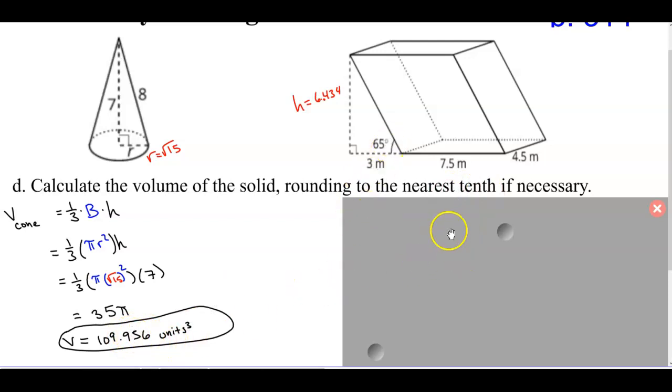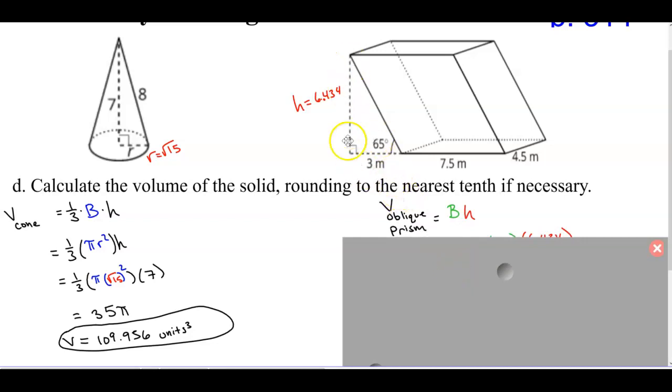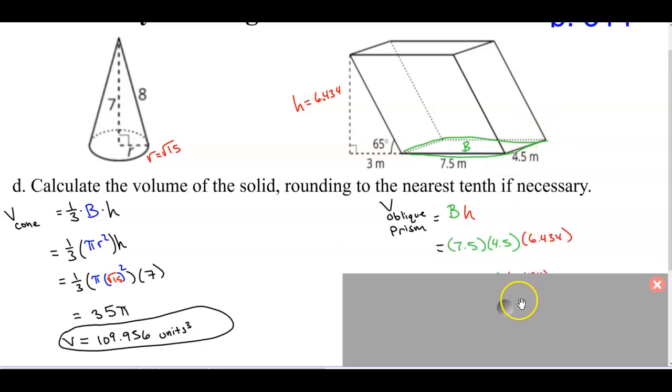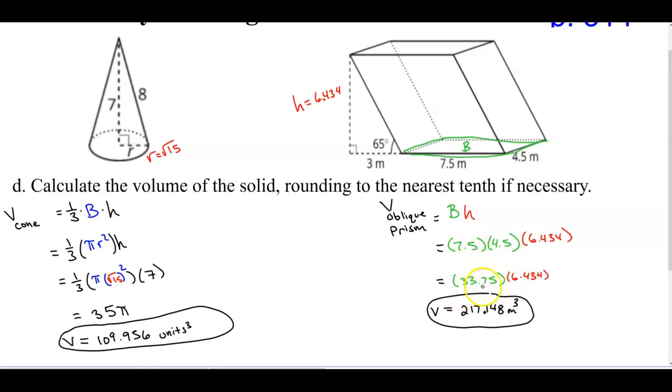All right, the next one, let's go ahead and solve this one here. We have the oblique prism, where we're going to use the area of the base times the height. Now remember, the base doesn't always mean bottom. You have to be careful with that. I decided to call this the base, and the area of the base is the rectangle that's 7.5 times 4.5. So here's my area of the base. The height was what we calculated using tangent. I did the area of the base first, and then multiplied it by the height. You should get 217.148 meters cubed.